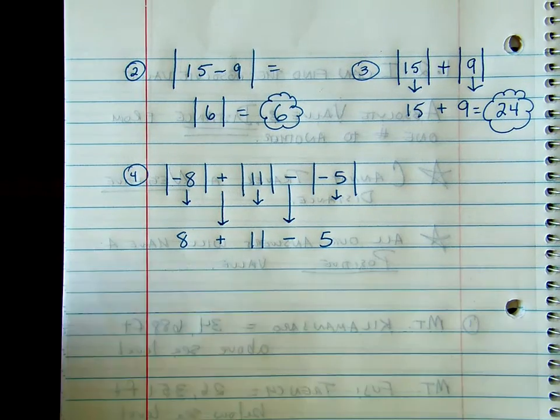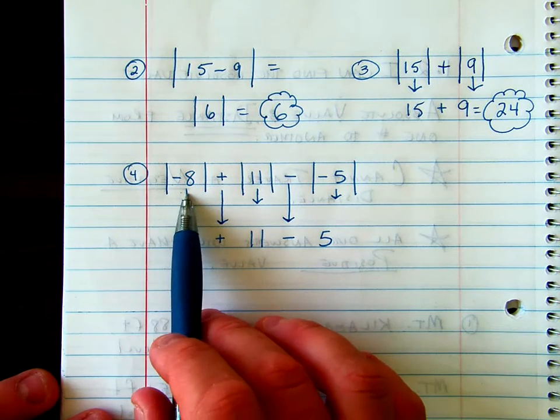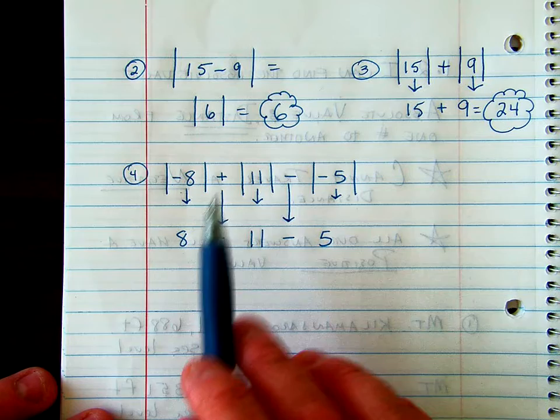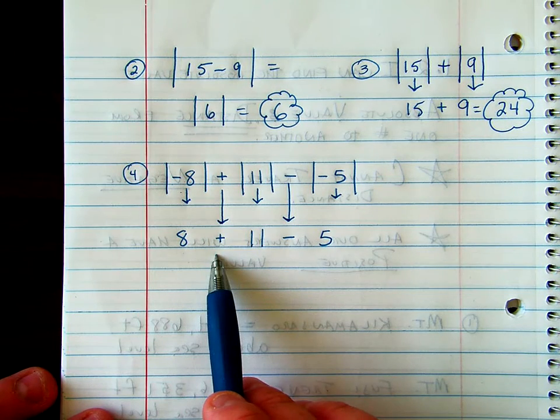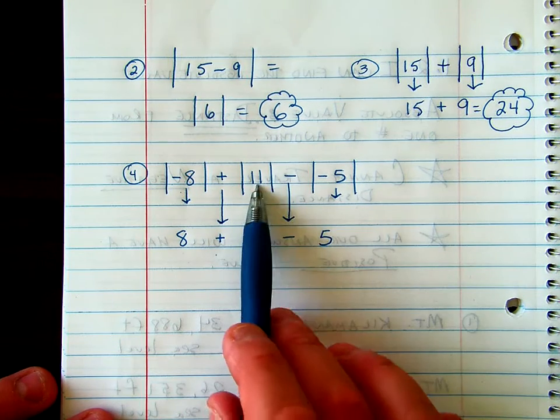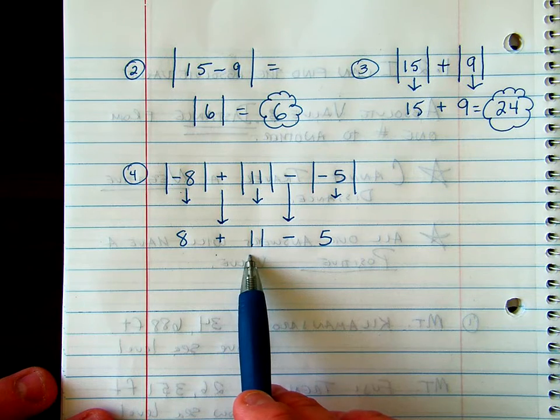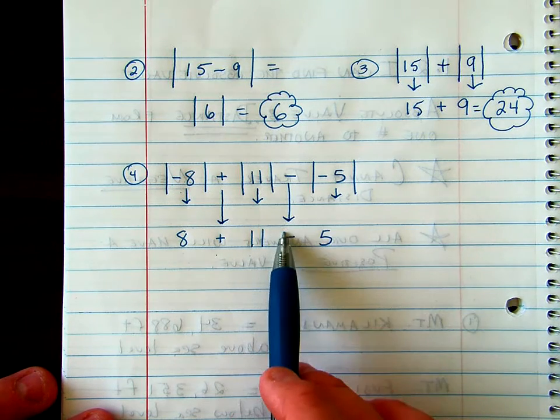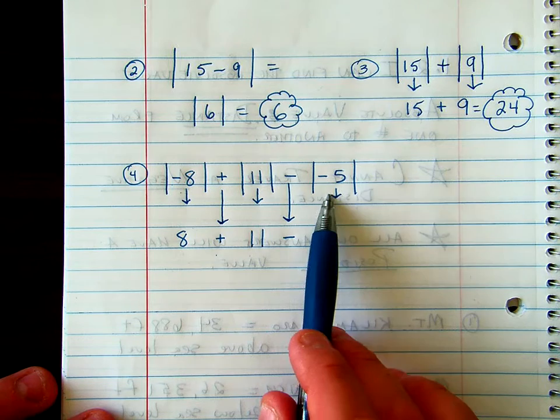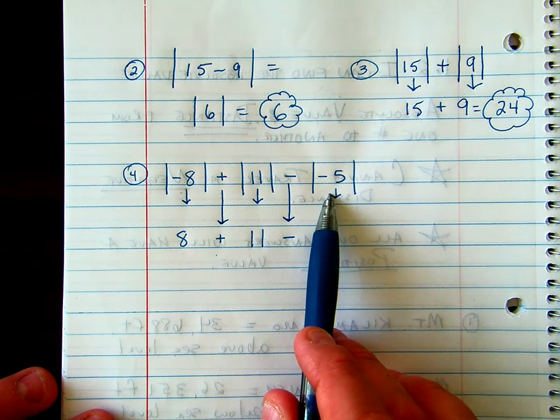Nothing difficult there. Figured out what the absolute value of negative 8 was, wrote it down. Bring down the addition sign. Absolute value of 11, well, that's easy, that's 11. Bring down the subtraction sign. Absolute value of negative 5, that's easy, it's 5.